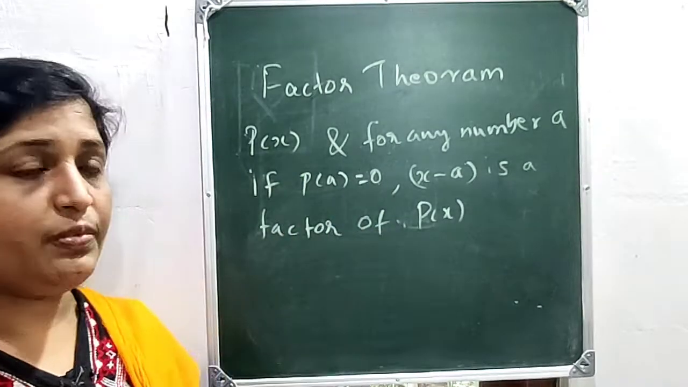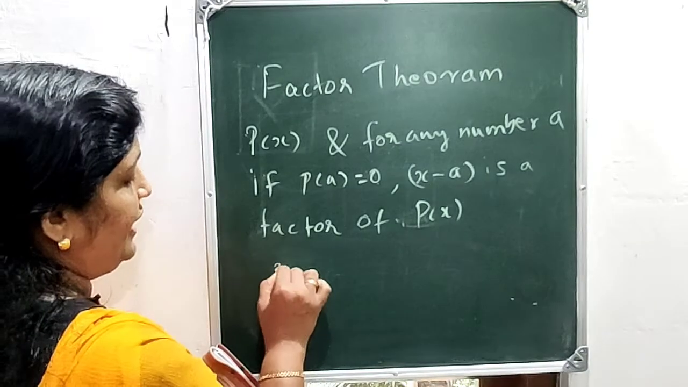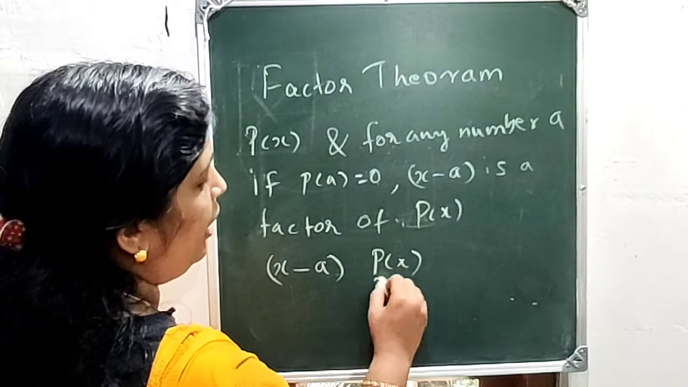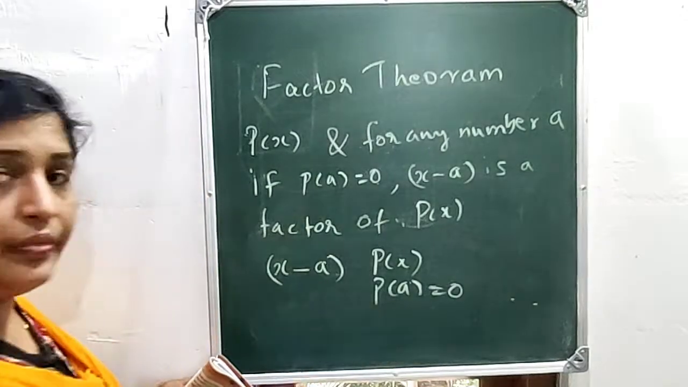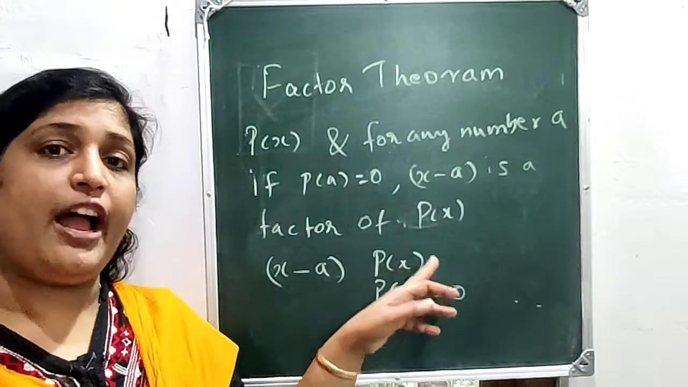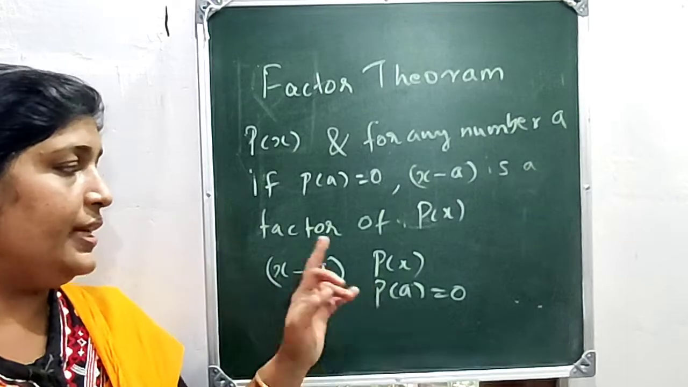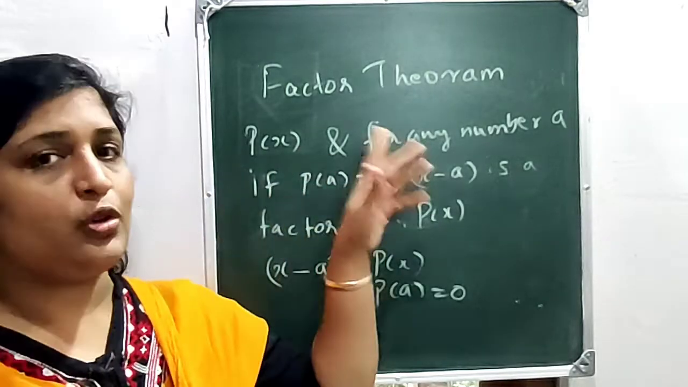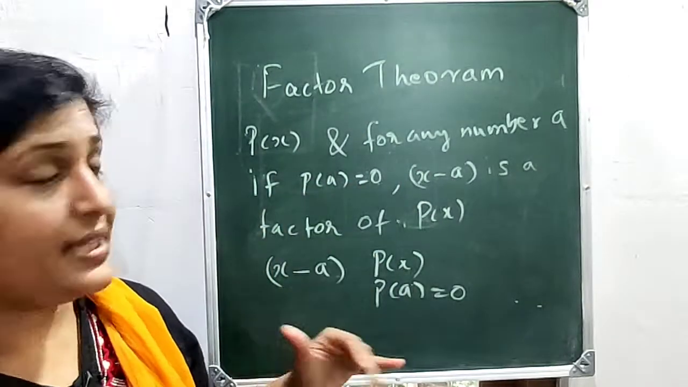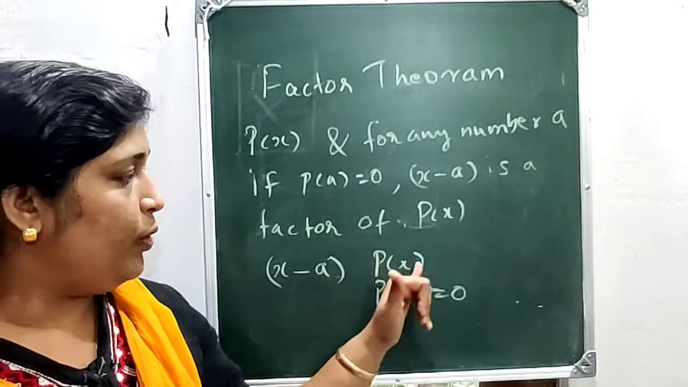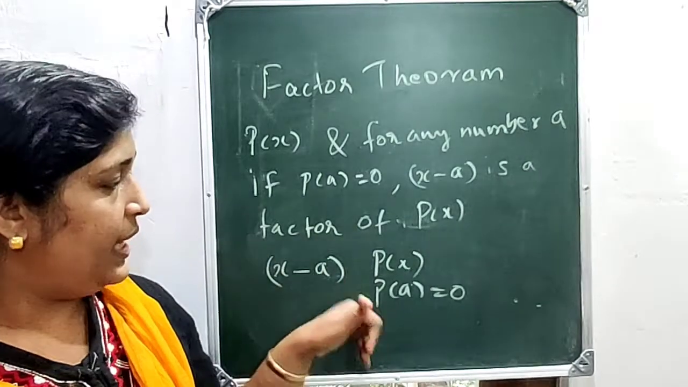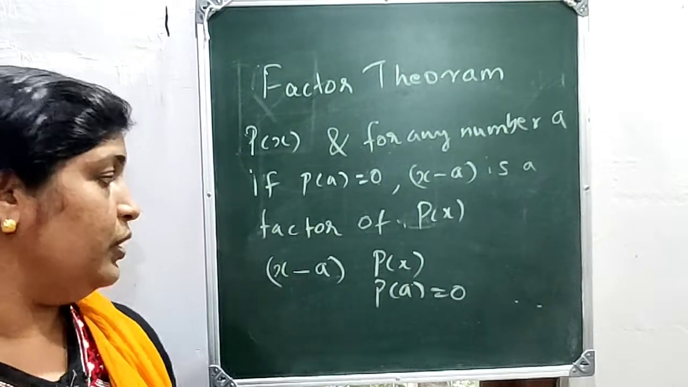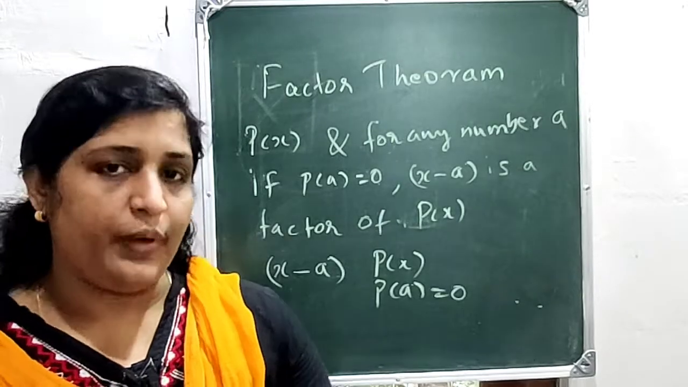In the last class we discussed that if x minus a is a factor of P of x, then P of a is equal to 0. And this is actually the converse of that. What is the converse? If P of x is a polynomial and a is any number, then if P of a is equal to 0, then x minus a is a factor of P of x.